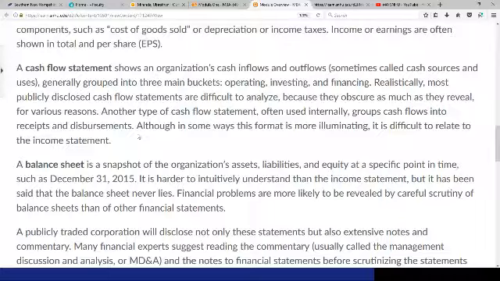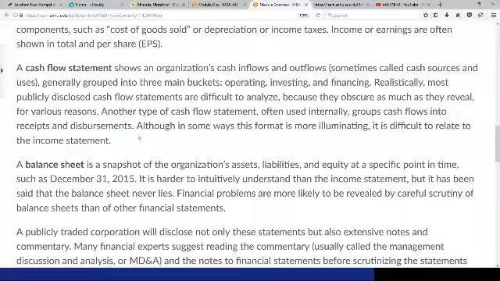Now, a balance sheet is a snapshot of the organization's assets, liabilities, and equity at a specific point in time, such as December 31, 2015. It's like a picture, a snapshot in time. You know, people say they'll never invent a time machine. I said, it's already been invented. It's called a balance sheet, right? You want to see how the company did in a certain period of time in the past? Take your time machine, which is your balance sheet, and look at it. You're going to be able to glean a lot of good information from that.